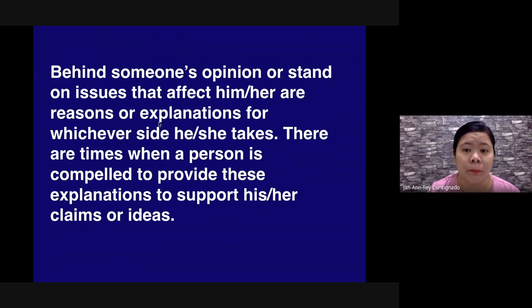Behind someone's opinion or stand on issues that affect him or her are reasons or explanations for whichever side he or she takes. There are times when a person is compelled to provide these explanations to support his or her claims or ideas.